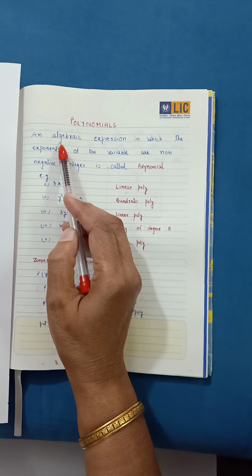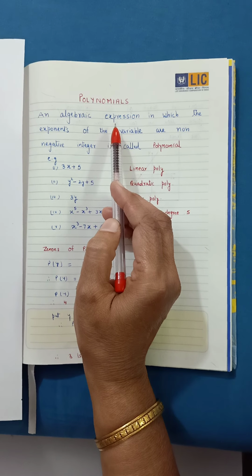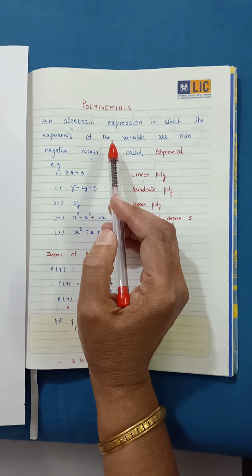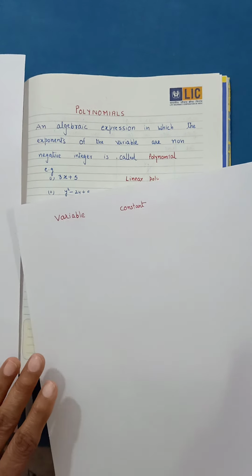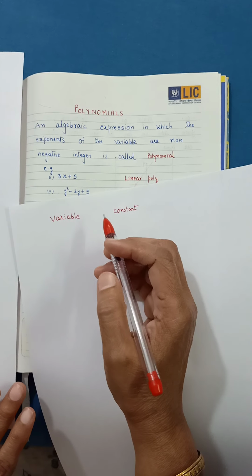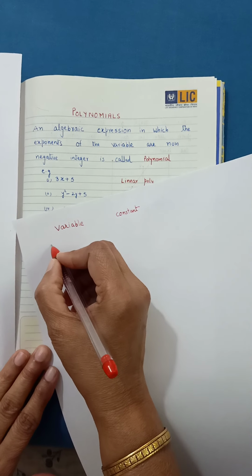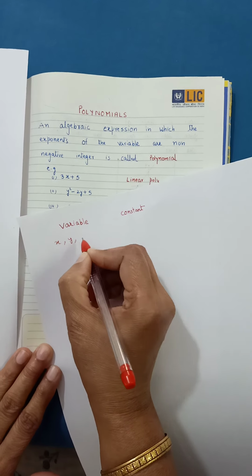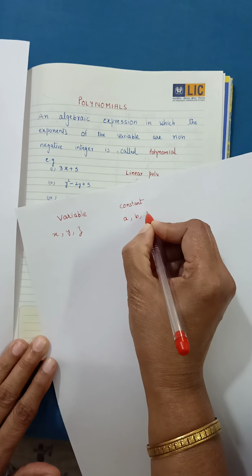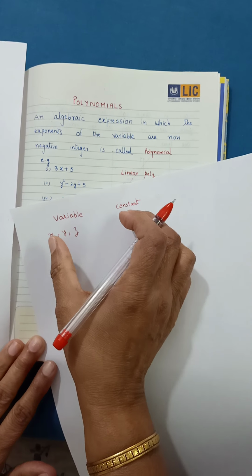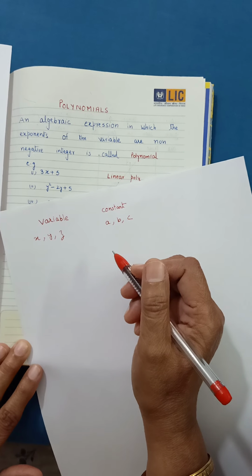So the first word is algebraic expression. We should be clear about what an algebraic expression is. When we take variable and constant together, it's called an algebraic expression. Normally variables are denoted by x, y, z, whereas constants are denoted by a, b, c. And when we take a combination of these variables and constants, it is called a polynomial.